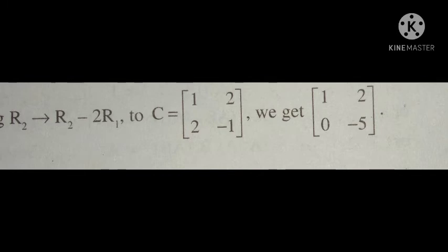Listen, we are going to change the second row as R2 minus 2R1. So what is the result? 2 minus 2, 0. Minus 1, minus 4, minus 5. There is no change in the first row, but the second row is changed to 0, minus 5.